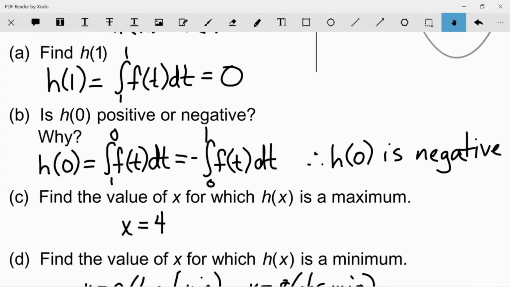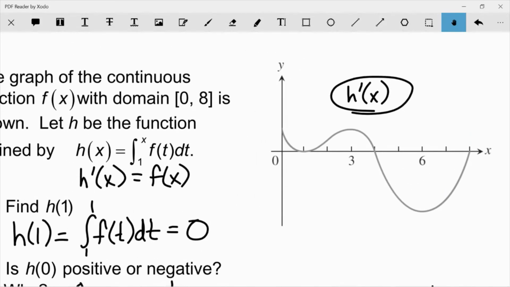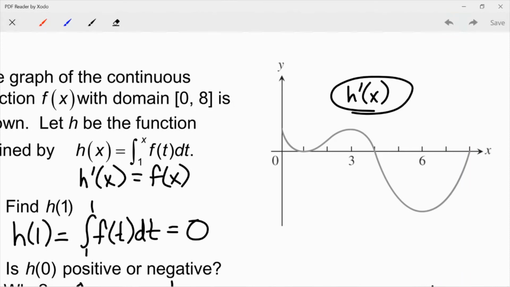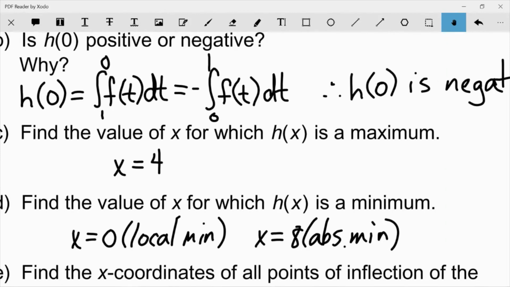All right, C says find the value of x for which h of x is a maximum. Well, they didn't say to justify, but remember, this is essentially the graph of h prime. So I need to know when the derivative goes from positive to negative. That happens here at x equals 4. If I needed to justify my answer, why is x equals 4 the maximum? Because that's where h prime of x switches from a positive value to a negative value.